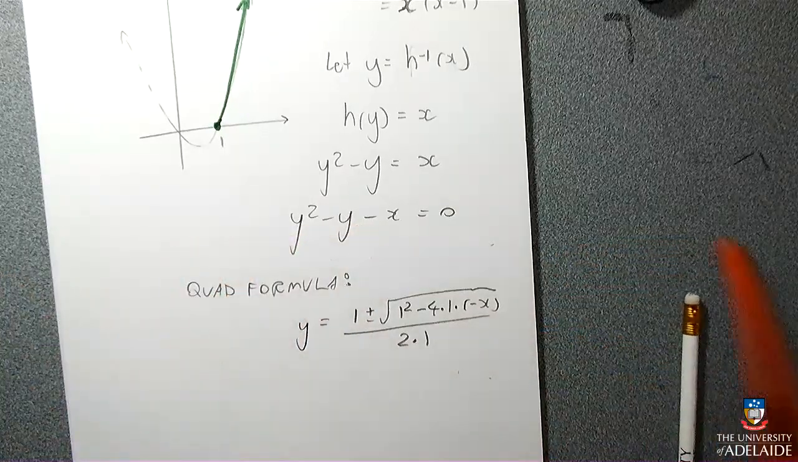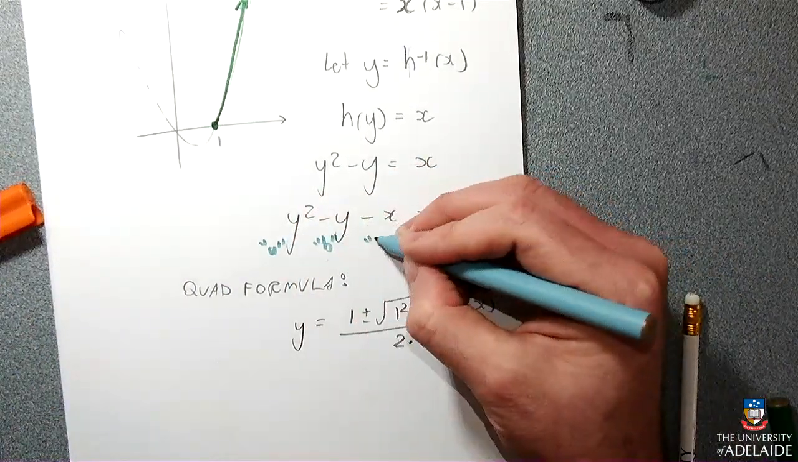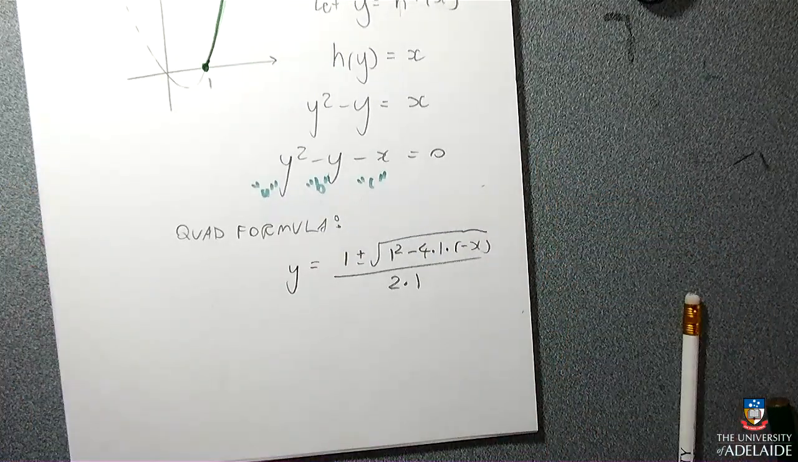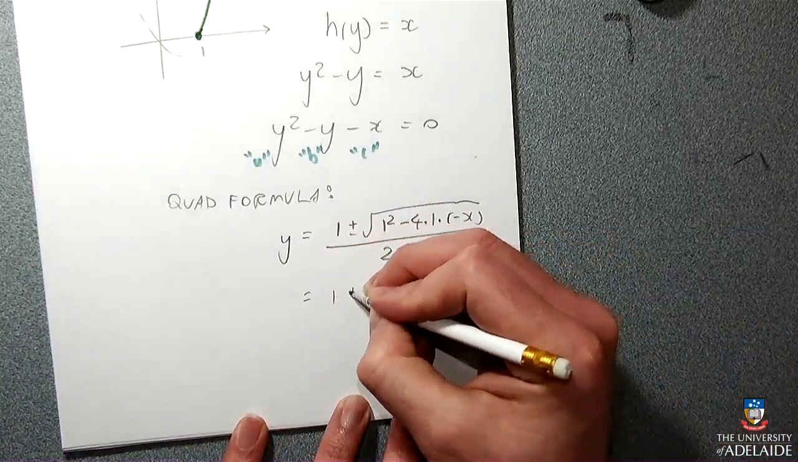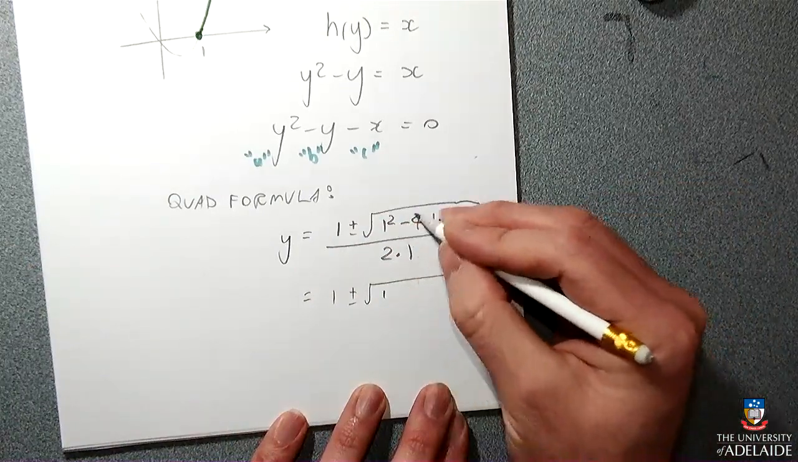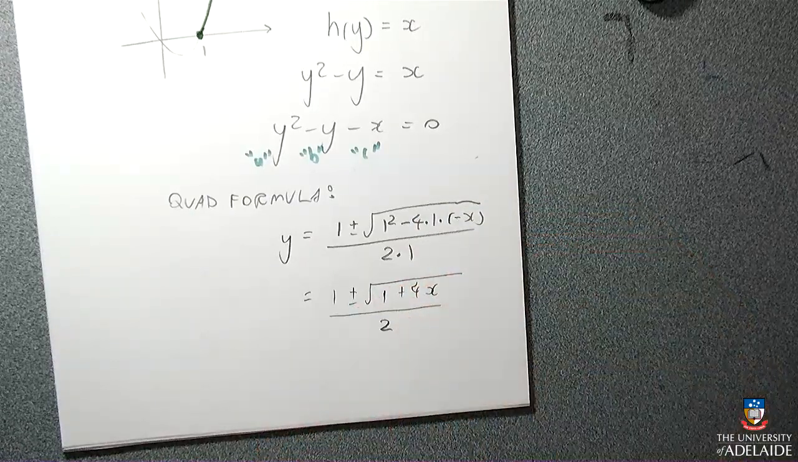So normally people call the coefficient here a, the coefficient here b, and the coefficient here c when they do a quadratic equation. I try not to write them down on the page because if there's already a's, b's and c's in my formula, it gets me really confused. So what's that? 1 squared is 1 minus 4 times minus, so that's plus 4x over 2. Okay. Cool. So that must be what h inverse of x is.